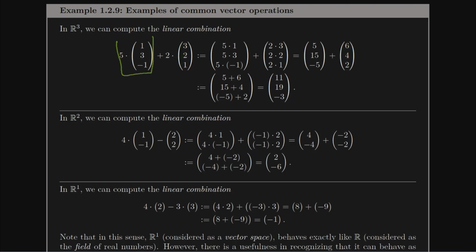And once we've computed each of these multiplications individually, following PEMDAS as always, multiplication happens before addition. So we're going to compute both the multiplications individually, and then we're going to add the vectors together. Let's recall we just add horizontally. We're going to add 5 plus 6 and recover 11. We're going to add 15 plus 4 and recover 19. We're going to add negative 5 and 2 and recover negative 3.